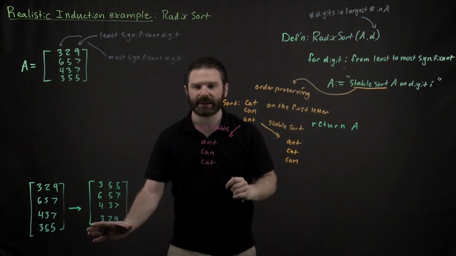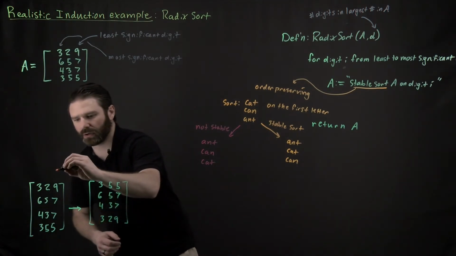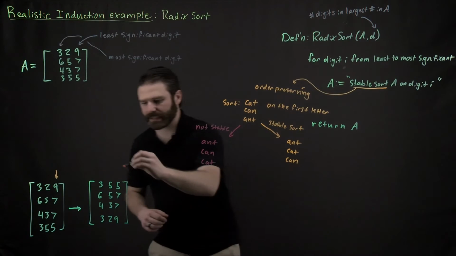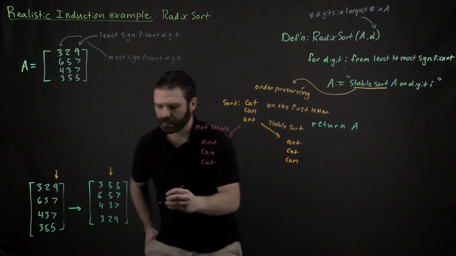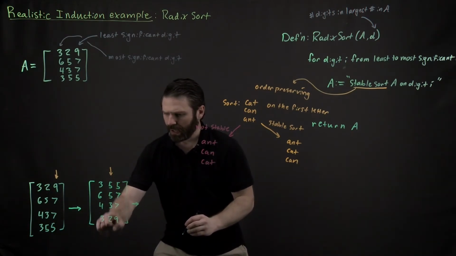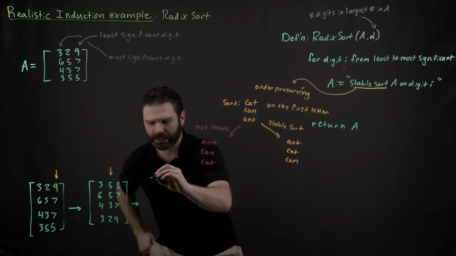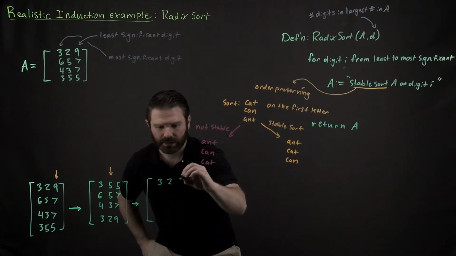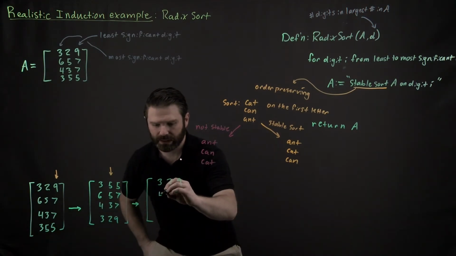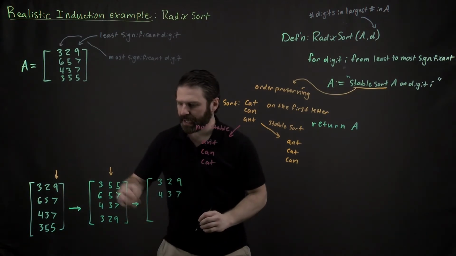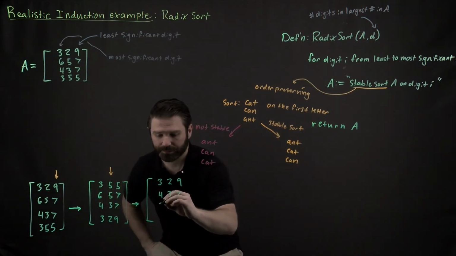We've gone from the least significant digit. So now we're going to go to the next digit. Here I stable sorted on this first digit. Now I'm going to stable sort on the second digit. So here, let's see what we get. Well, out of this particular column, our second digit, 2 is the smallest. So we end up with a 329. The next smallest is this 3 here, so we get 437. And then these are both 5s, and since it's a stable sort, we keep it in the same order.